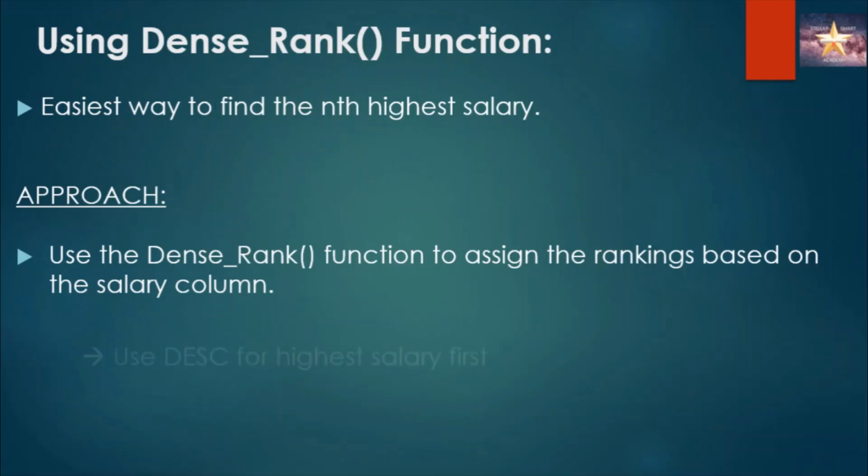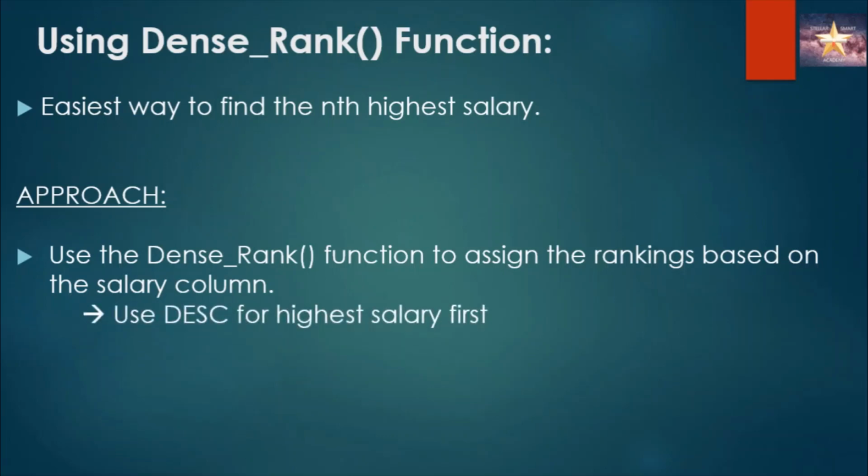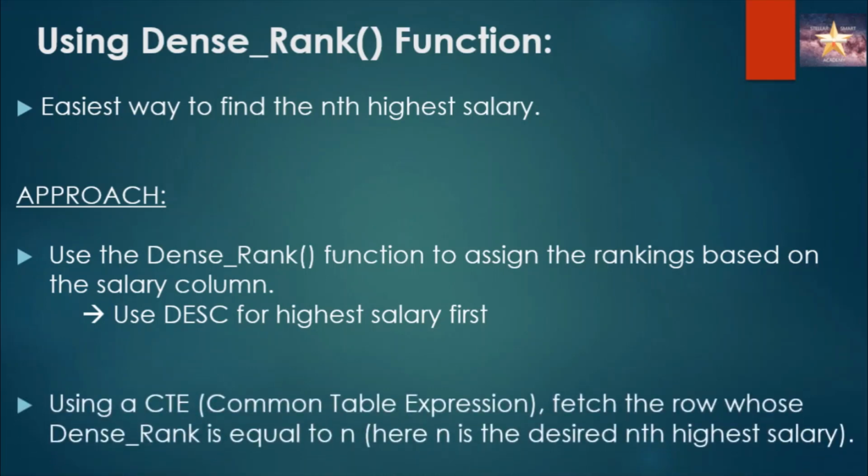So for this very purpose, we'll be using the DESC clause inside the order by in order to arrange the data in descending order. This makes sure that the maximum salary value appears at the top and gets the rank of 1, followed by the second highest salary, which gets the rank of 2, so on and so forth. Once we have arranged the data and assigned the ranks corresponding to them, all we have to do is write a common table expression or CTE to fetch that row whose dense rank is equal to n, where n is nothing but the nth highest salary in our problem statement.